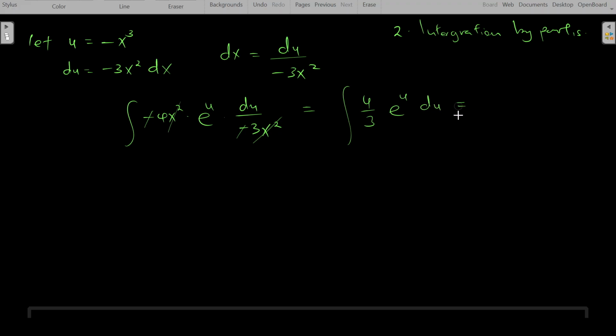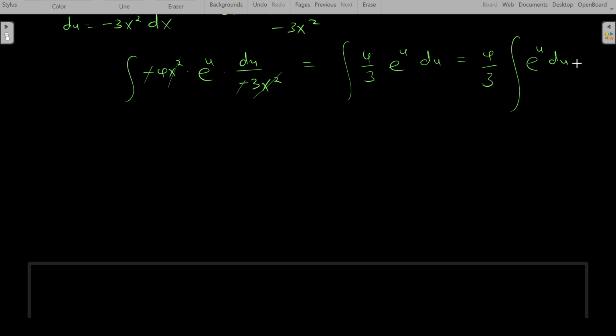du. If I perform this integration, I take 4 over 3 outside the integral, then the integral of e to the u du. Integrating an exponential function, I just write the exponential function itself. So I write 4 over 3 multiplied by e raised to u, divided by the derivative of the power, which is 1. If I divide by 1, it remains the same, so I get 4 over 3 e raised to u.